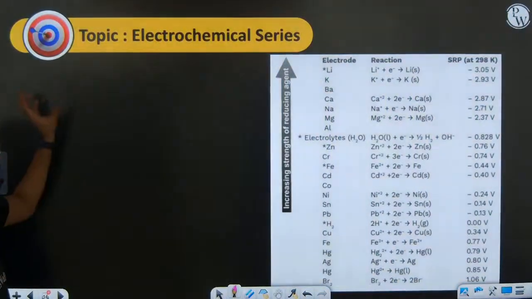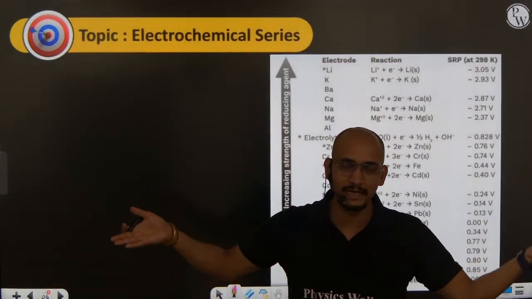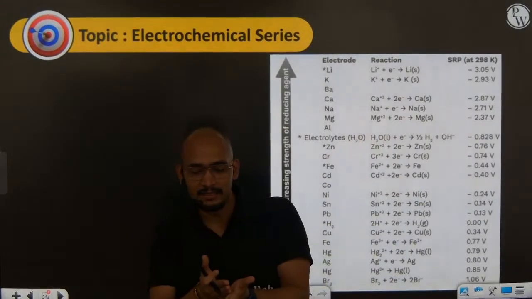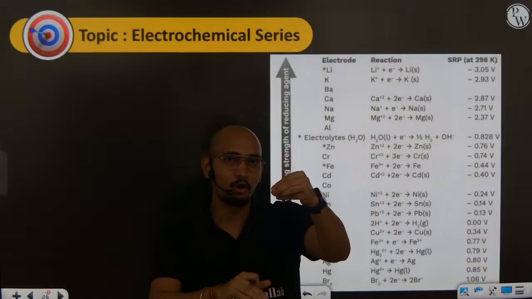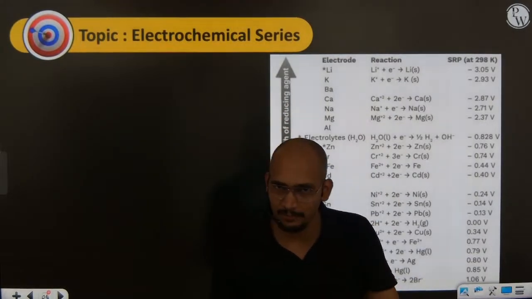Okay, now electrochemical series. What is electrochemical series and why do we study it? I hope you all know that. After finding out all these SRPs, what we did is make a series in increasing or decreasing order of the standard reduction potential. When we make that series, it is called electrochemical series.